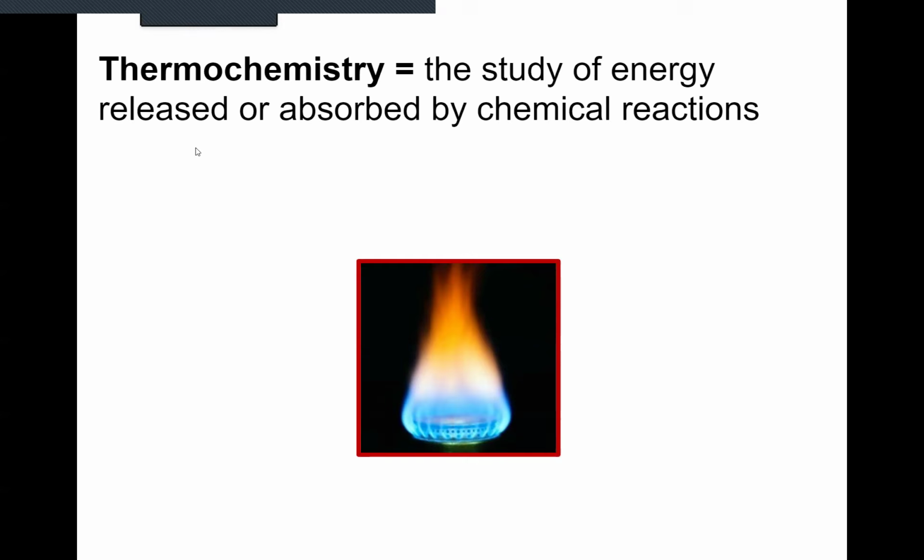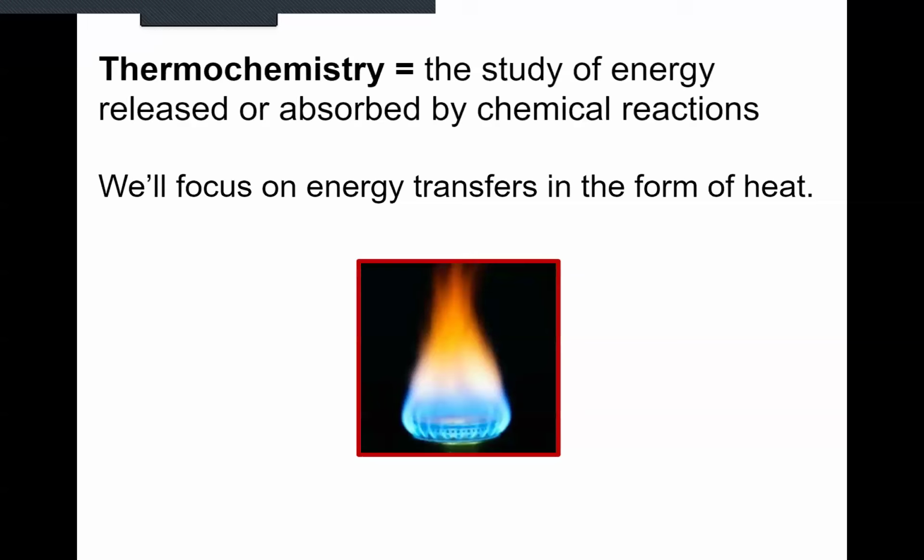There's a lot of different kinds of energy. The easiest to measure and to manipulate and to think about is probably heat. And so we're going to focus on heat transfers. But somewhere in the back of your mind, keep in mind that light and sound are also forms of energy that chemical reactions give off or absorb.